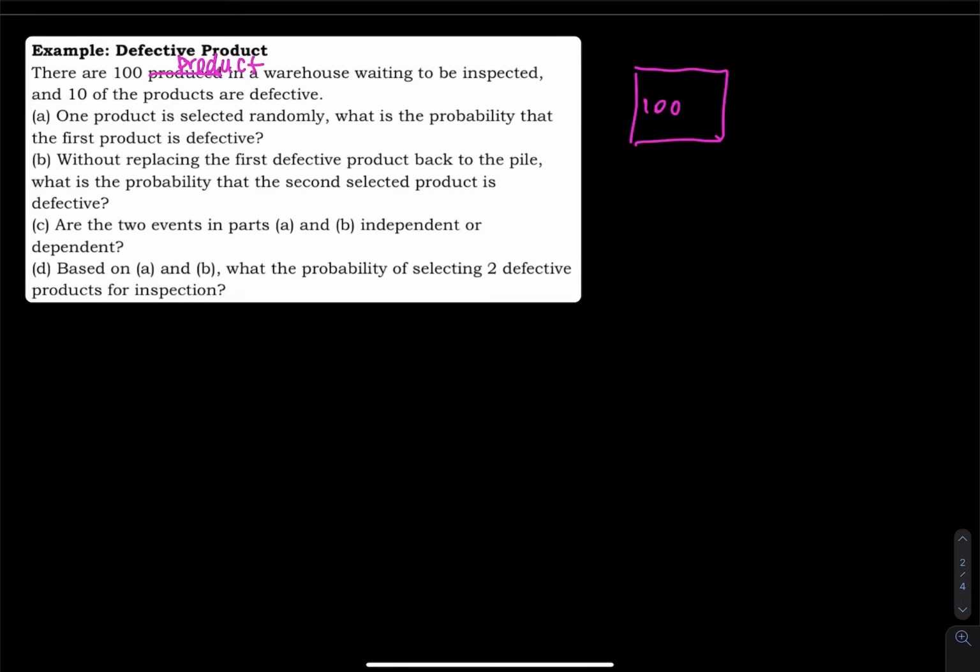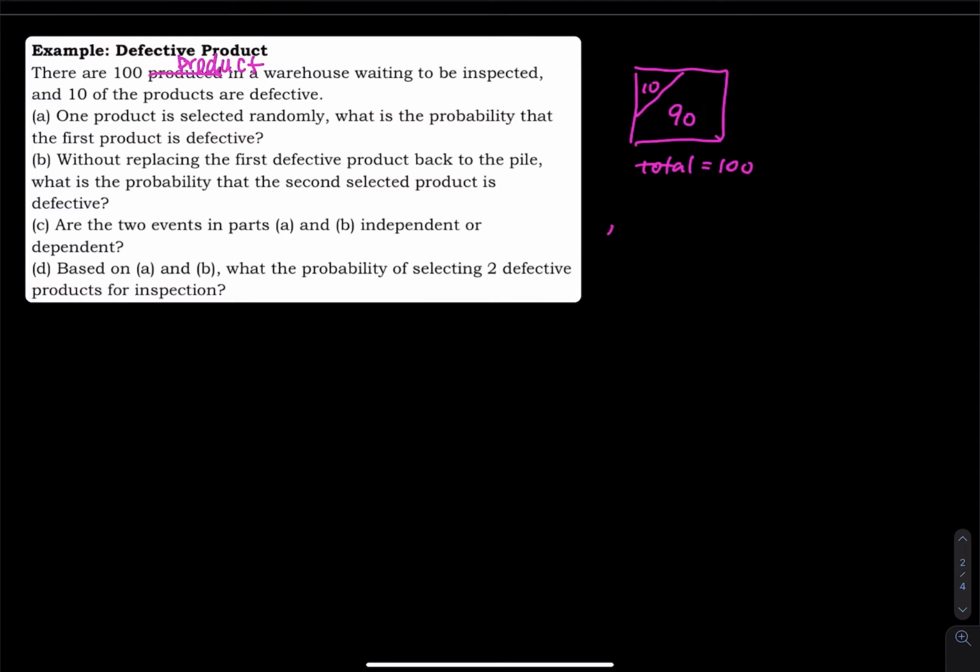Actually, we don't really need a picture, so just have 100 products. 10 defective, 90 not defective. So the total equals 100. That works. If one product is selected randomly, what is the probability that the first product is defective?